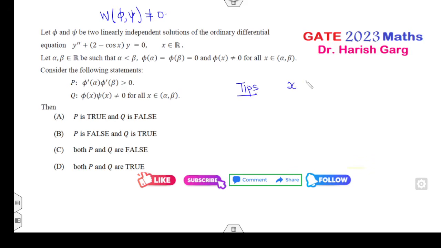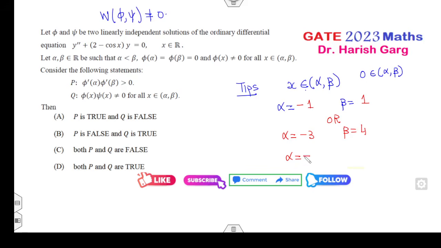कभी भी कुछ ऐसा इंटरवल आ जाए आपके पास, फाइन, कोई भी अल्फा चूज करो, कोई भी बीटा चूज करो, इस तरह से चूज करो कि जीरो जो है इस इंटरवल में लाई कर जाए ऑलवेज। फाइन, तो मैं चूज कर सकता हूं अल्फा इज -1, बीटा इज 1, फाइन, और यू कैन चूज अल्फा इज माई -3, बीटा इज इक्वल टू 4, फाइन, or you can choose alpha is my minus pi, beta is my pi by 2, and so on. Fine, so choice on your side.